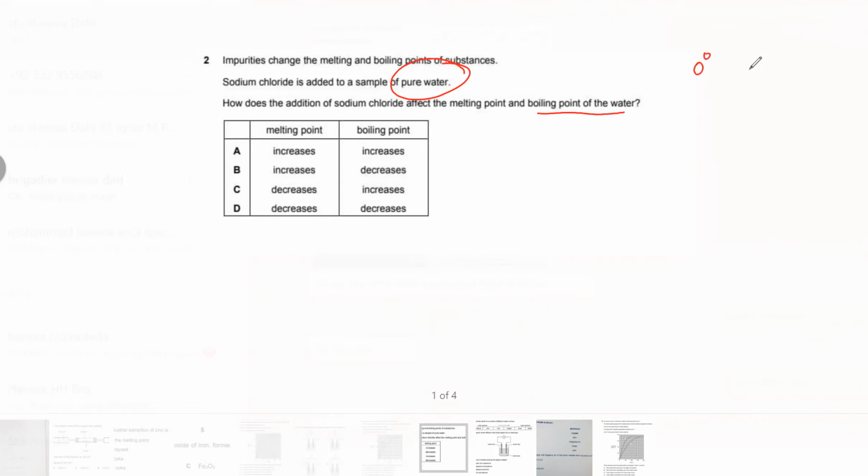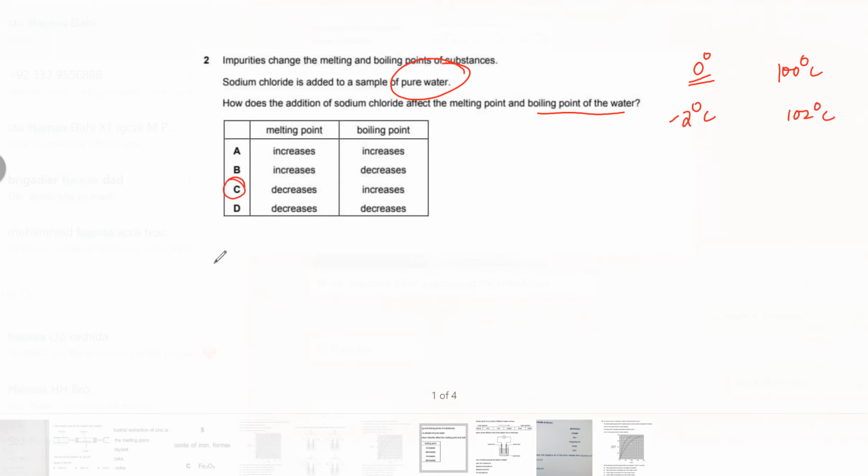Water has a melting point of 0 degrees centigrade and a boiling point of 100. Remember this: if you add any impurity to water, its melting point decreases. It becomes, let's say, -2, and its boiling point increases. That becomes 102 degrees centigrade. So it's going to be C.